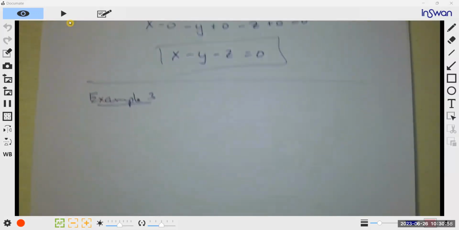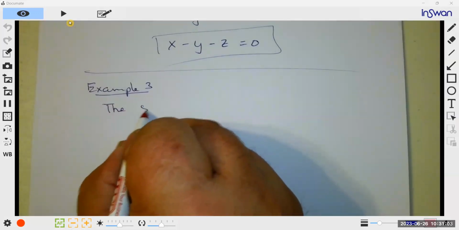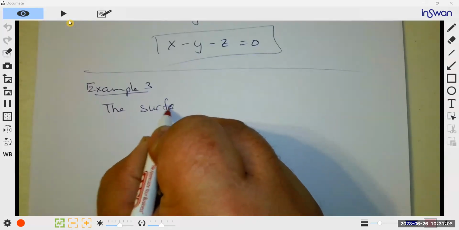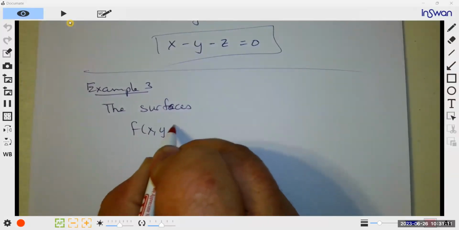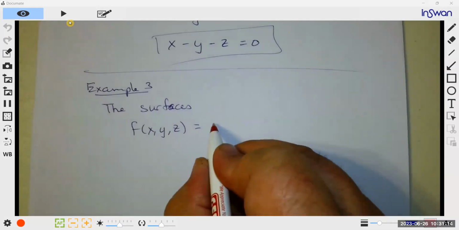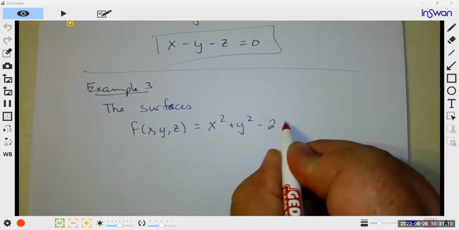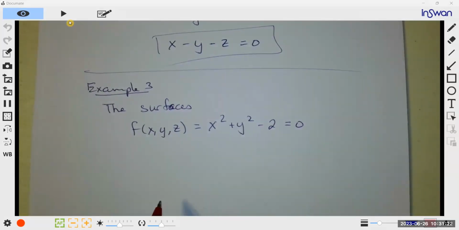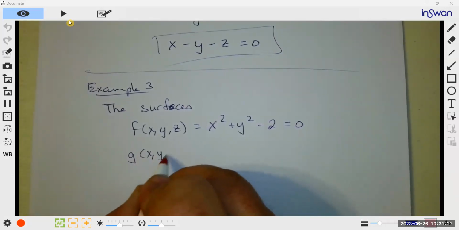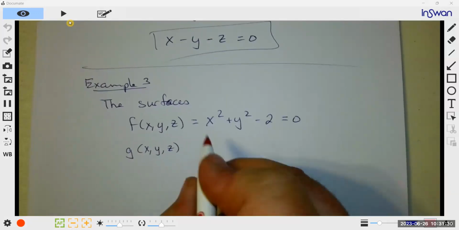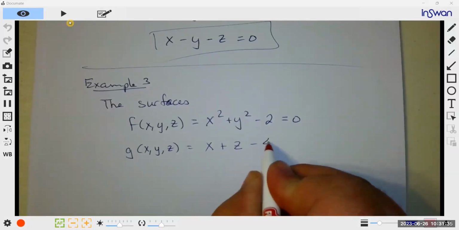Example 3. Now we have two surfaces. The first, F of x, y, z, is x squared plus y squared minus 2 equals 0. Then we have the second surface, G, x plus z minus 4.